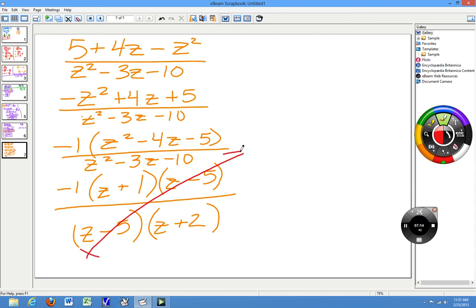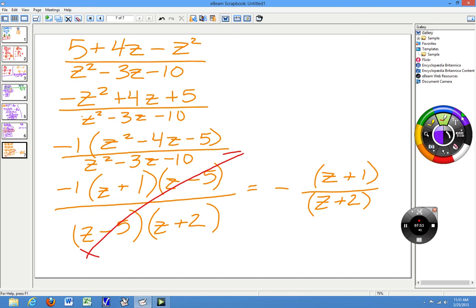What's our answer? What's our answer to this problem? Negative 1 times the quantity z plus 1 over the quantity z plus 2. Does your negative have to stay in the numerator? No. Why not? Caitlin? Because a negative divided by a positive is going to be a negative, and a positive divided by a negative is going to be a negative. So what we're saying is our whole answer, no matter what, is negative.